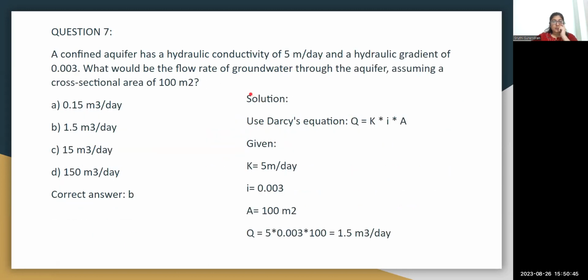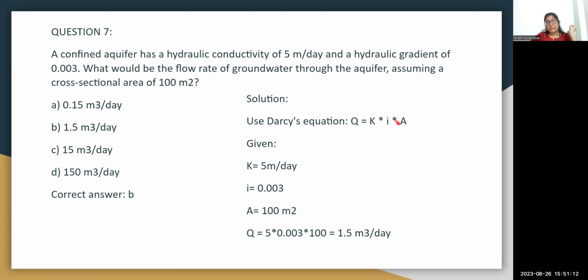Next is again a numerical based on Darcy's equation. A confined aquifer having a hydraulic conductivity of 5 meter per day and hydraulic gradient of 0.003. They're asking us what would be the groundwater flow through an aquifer, assuming the area is 100 meters square. In the earlier question, we made use of the formula V is equal to K into I, whereas in this, we'll have to make use of the discharge value.